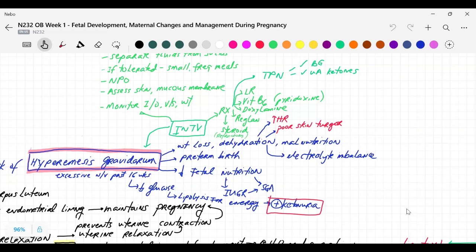The two things that you're checking, blood glucose and ketones in the urine, right? The blood glucose is just because you're giving glucose. The ketones in the urine check if it's effective. Okay. Question? No? Okay. You understand all that?